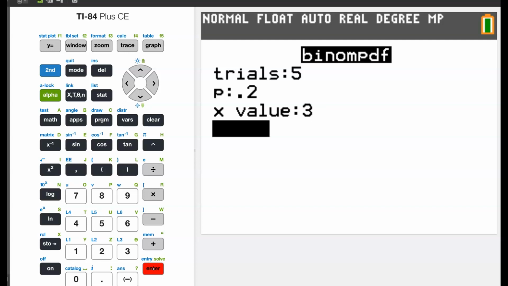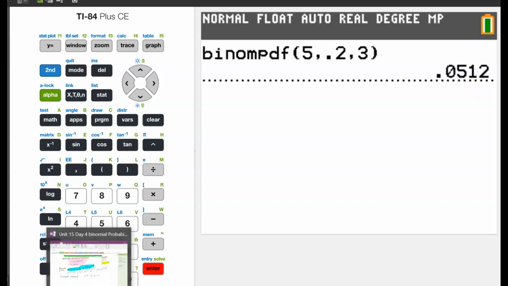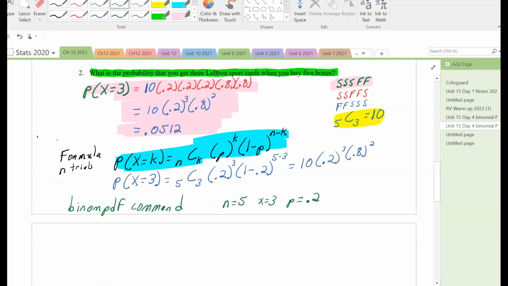Some of you have the other TI graphing calculator, and what you're going to want to do is do Binomial Pdf. A parentheses will come up. You're going to type in 5, comma, 0.2, comma, 3, like you see on my screen, and you're then going to press enter. And when you do that, you get 0.0512. And if we go back to the worksheet, if I were to look at that answer, you can see it's 0.0512.